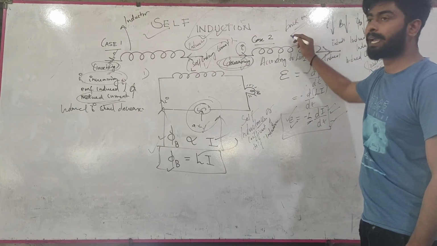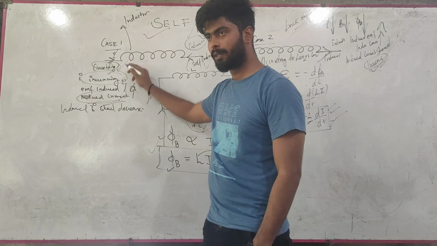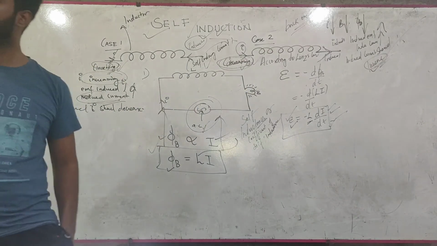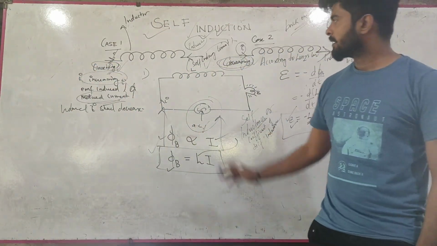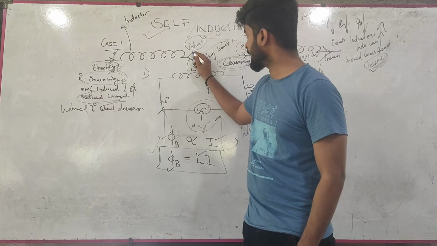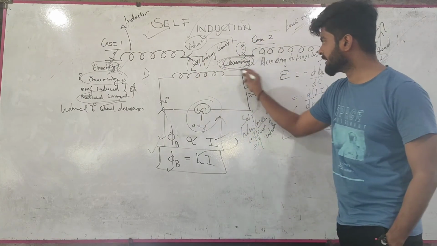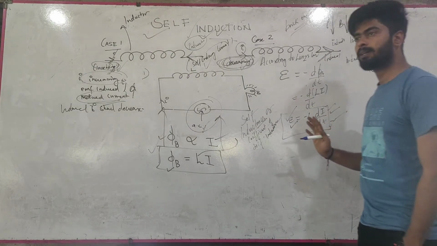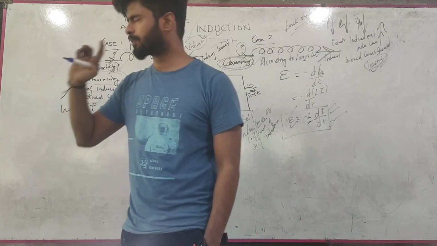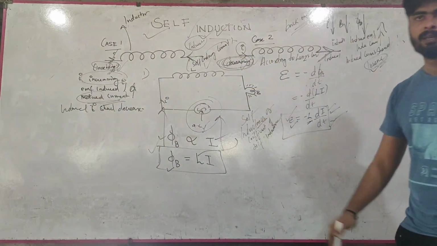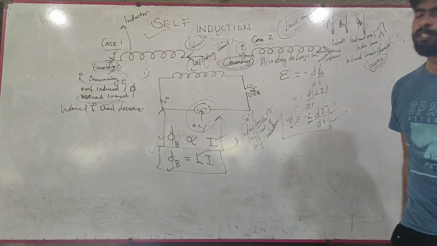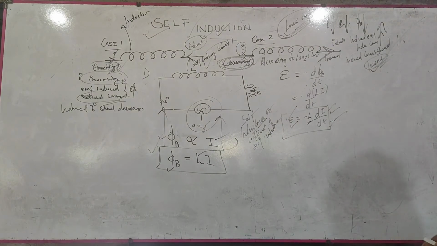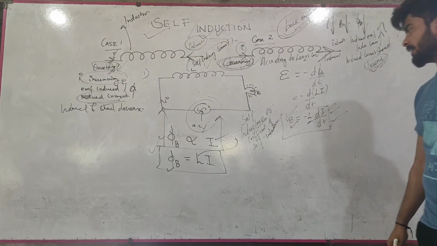So the EMF which opposes growth or decay of current is what is called back EMF. Here you can see growth of current. Here you can see decay of current. In both cases, the induced EMF was opposing. In order to oppose increasing current, it has got this direction. In order to oppose decreasing current, it has got this direction. So this EMF is opposing the original current. This is what is called back EMF. Clear?